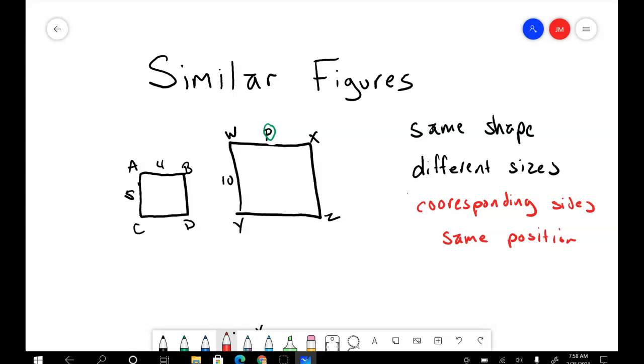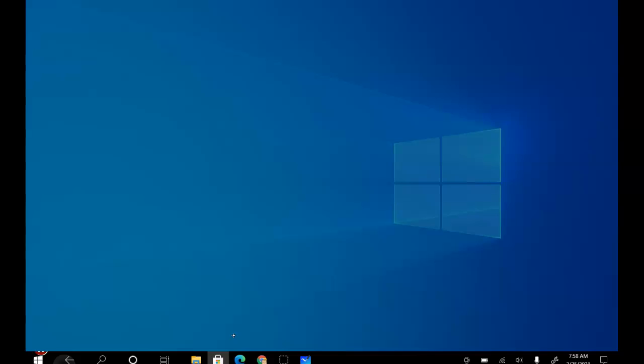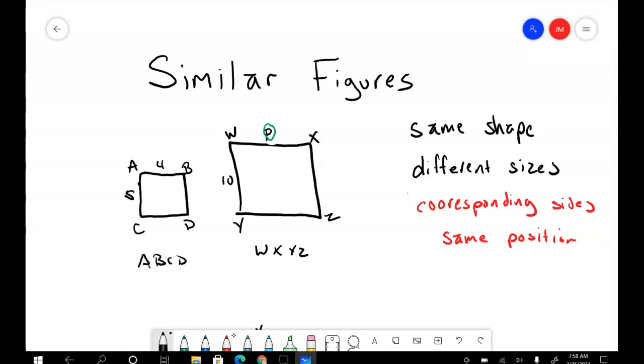In this case, we have rectangle A, B, C, D, and rectangle W, X, Y, Z. And, okay, sorry about that. And I can set up a proportion. AC corresponds with WY. And I know that two ways. One is I can look at the picture and tell those correspond. That's not always the case, but in this one I can. So I can set up a ratio of 5 to 10.